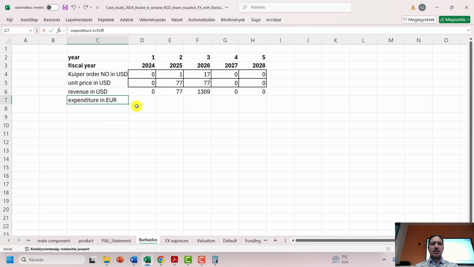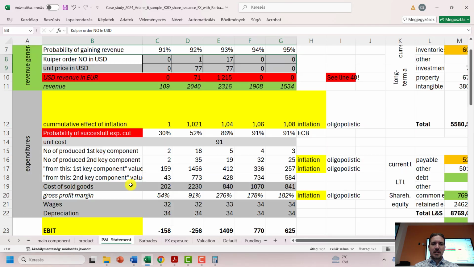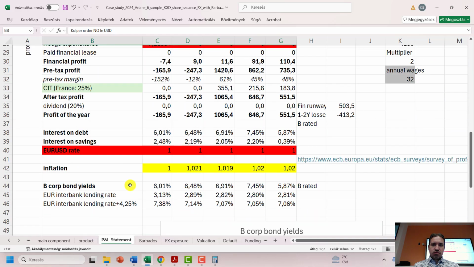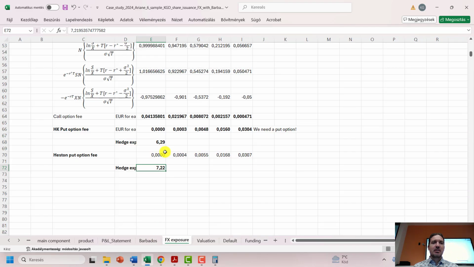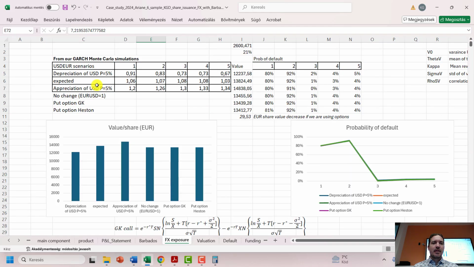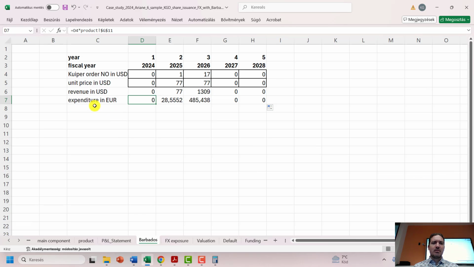Okay, then expenditure in euro, just to make things easier. Then number multiplied by the unit price, so the average. Then it goes through. Oh, yes, and then I should fix this one because otherwise it starts to work around. Yep, but still we have to convert this to euro, so I should bring in my exchange rate. Yeah, the FX exposure sheet is there. Okay, let's just use only the expected rate. I don't want to overcomplicate things even more.